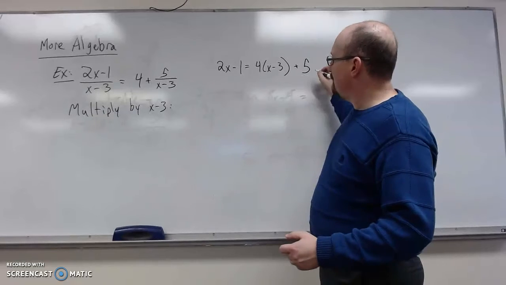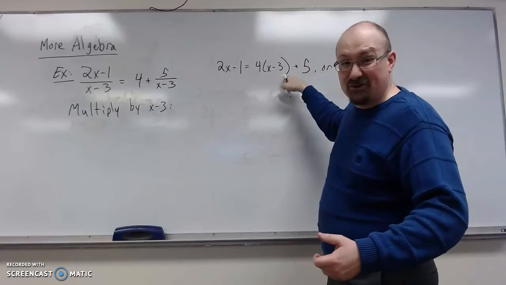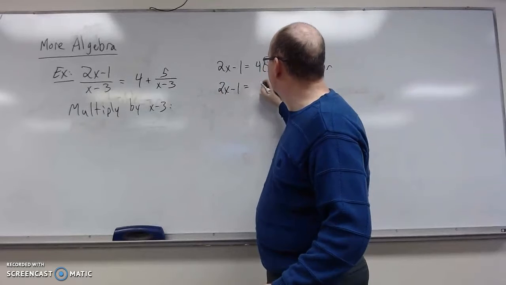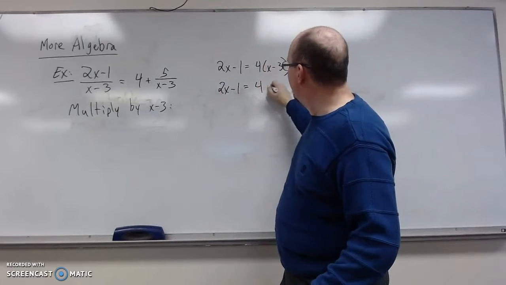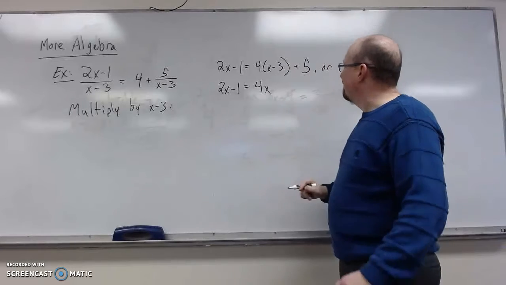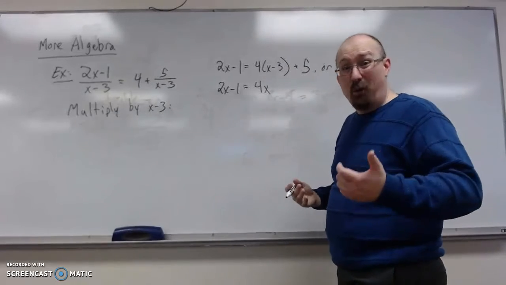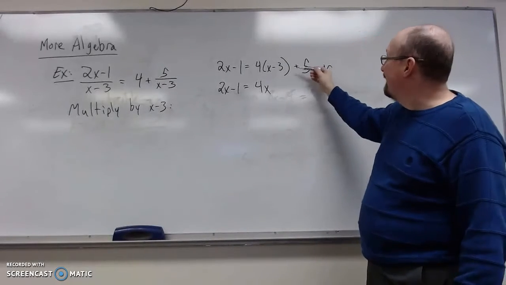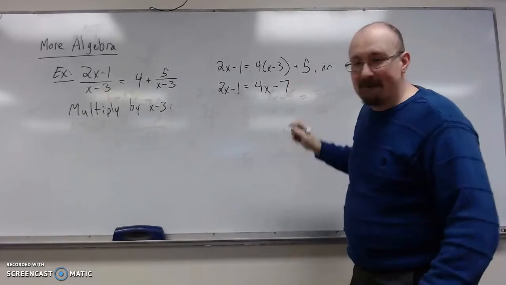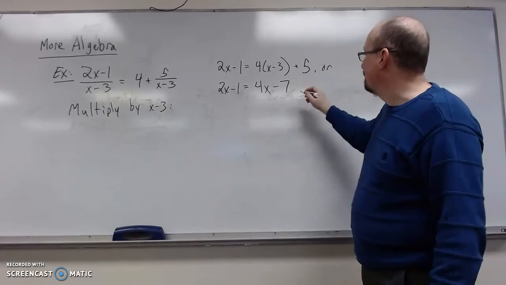All right. So I need to distribute this 4. Go ahead and get rid of those parentheses. So we have 2x minus 1 equals 4 times x, it's 4x, and 4 times a negative 3 would be negative 12. I'm going to go ahead and combine the negative 12 with this plus 5 that's right here. So we get 4x minus 7 at this point.